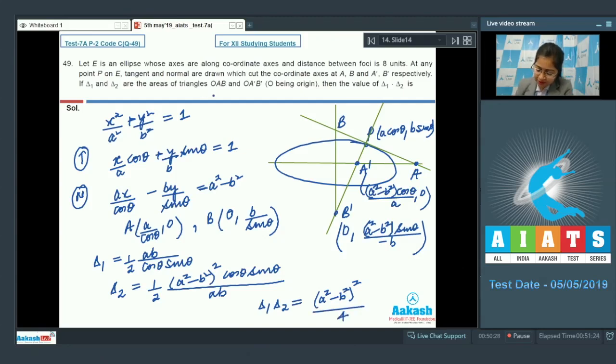Now we know that e square is equal to 1 minus b square upon a square. So a square e square is equal to a square minus b square. So here putting the value, we will get it equal to (ae) whole raised to the power 4 divided by 4. Now it has been given that distance between foci is 8, which means that 2ae is equal to 8, that is ae is equal to 4, that is 4 raised to the power 4 upon 4, that is 4 cube, that is 64. So the answer of this question will be 64.